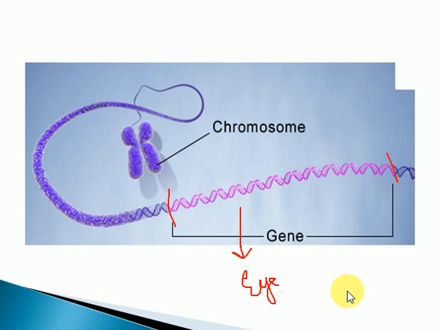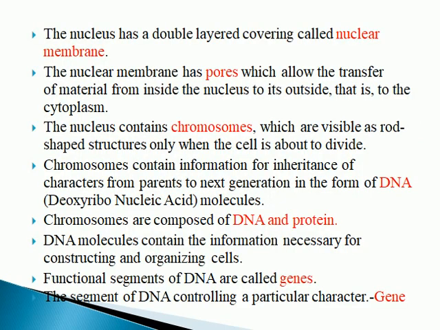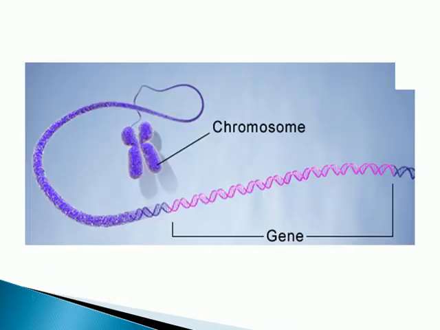It is responsible for controlling the eye color. Then we say that it is the gene for eye color. We use the term gene for it. So a gene is basically the functional segment of a DNA. Or in simple terms we can also define it as the segment of DNA controlling a particular character. The segment of a DNA which is responsible for controlling a particular character is called a gene.